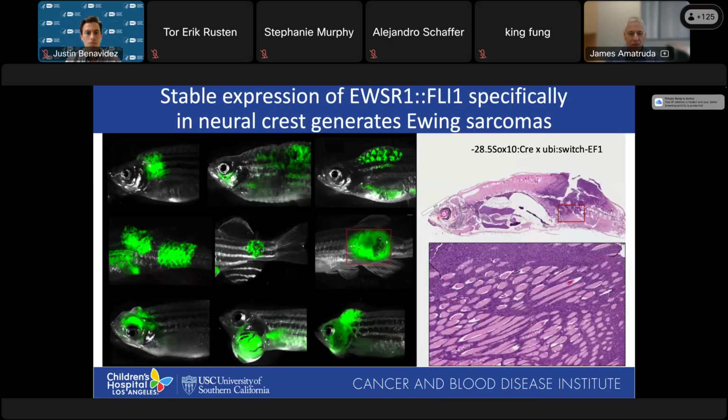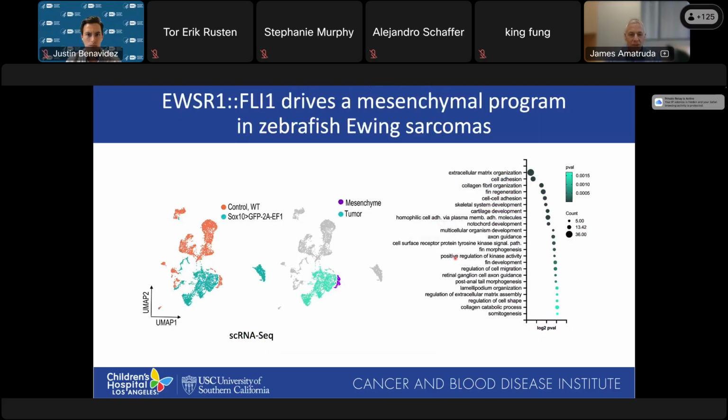So the most direct test, of course, was to make a stable transgenic using a mouse-specific form of the SOX10 promoter. We found this to be very specific for neural crest in zebrafish, which when crossed with a stable UBI switch EWS-FLI1 line, led to the generation of very highly penetrant lesions, small round blue cell sarcomas, and we did a lot of work to validate that these are very similar to human Ewing sarcomas in their marker expression and transcriptome. Really, the question was, first, is this a mesenchymal tumor arising from a neuronal lineage, and how does that work?